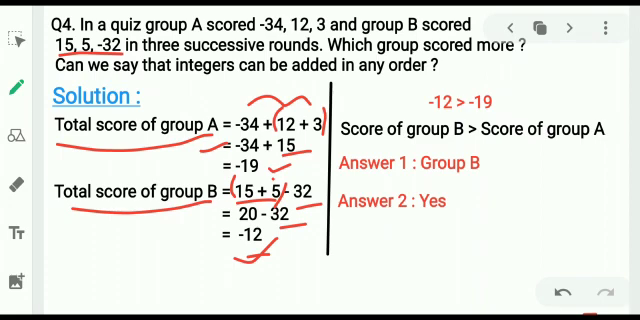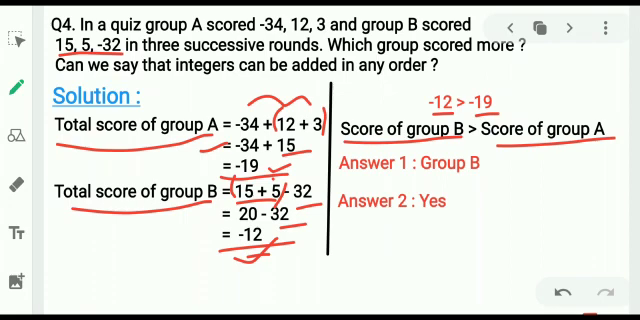Now we have two numbers. The total score of group A is -19 and the total score of group B is -12. We know they are negative integers, so -12 is greater than -19. -12 is greater than -19 and -12 is the score made by group B. So we can say the score of group B is greater than the score of group A.